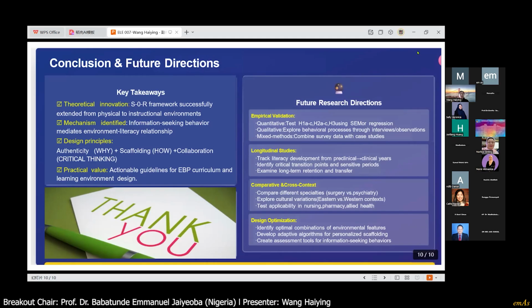Looking forward, we see several future research directions: test our hypothesis with real studies, track students over years, compare across regions and cultures, and create adaptive and personalized teaching methods or pedagogical strategies. In conclusion, our main message is that by designing learning environments in medical education, we can develop the information skills needed for evidence-based medical practice. Thank you so much. We welcome your questions and discussion.